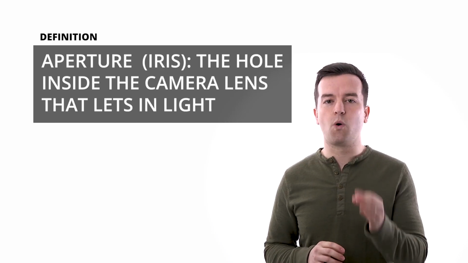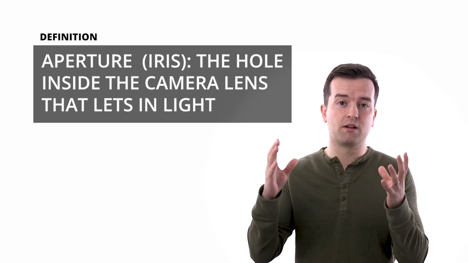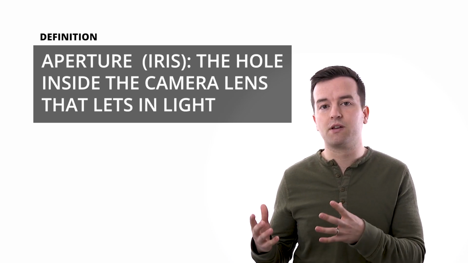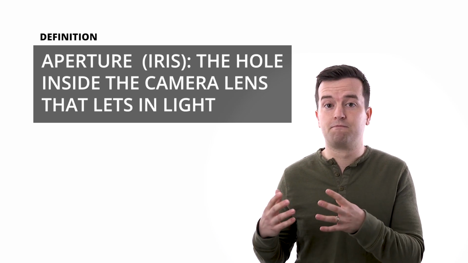Inside your lens is a hole. This hole can go bigger and smaller. And this is the aperture, which is sometimes called the iris, similar to the iris of the pupil of your eye. Now, if you make the aperture larger, do you think more light is let in or less light?